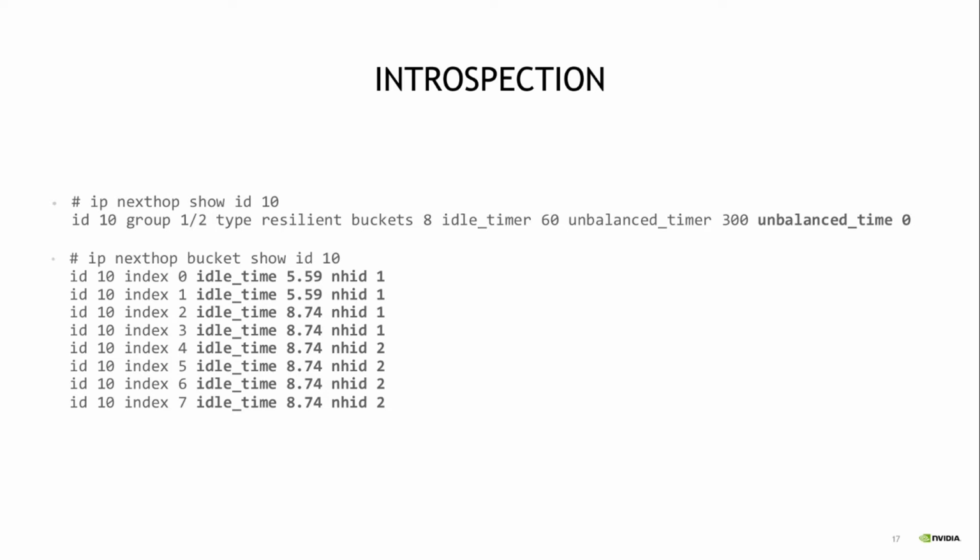And since this is showing 0, it means the group is actually balanced now. And the new netlink message is used for dumping the individual buckets. So you can do IP NEXTHOP bucket show, and it shows the bucket table associated with this NEXTHOP group. It shows the idle time of the individual buckets, meaning how long it has been since it saw traffic. It shows which NEXTHOP is mapped into that bucket, and it shows flags if there are any, right? Offloaded or trap.